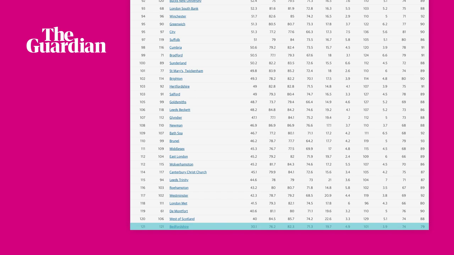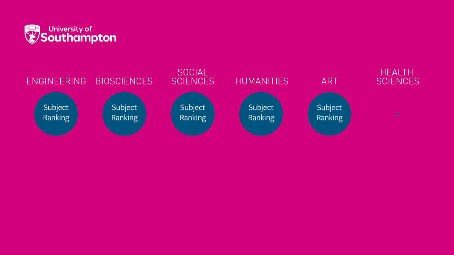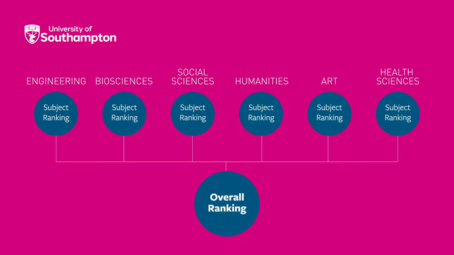The Guardian brings together for many institutions a broad range of subjects. At Southampton, for example, we teach engineering, biosciences, social sciences, humanities, art and health sciences, and we're proud to have some departments and subjects in the top 5 or 10 in the country. And we also have some that are in the top 30 or 40. These league tables are bringing together all of those different subject areas into one overall score.